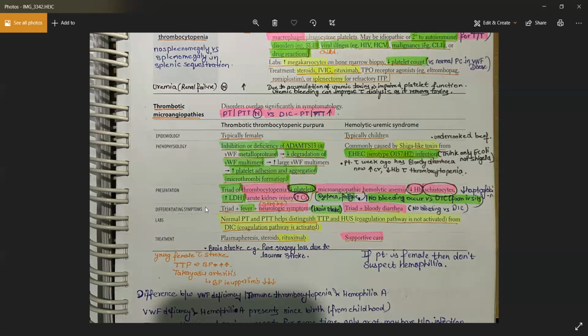The treatment includes again the steroids, rituximab, plasmapheresis. In case of hemolytic uremic syndrome, you can give the patient supportive care only. That would be all about TTP and HUS. Is that okay?